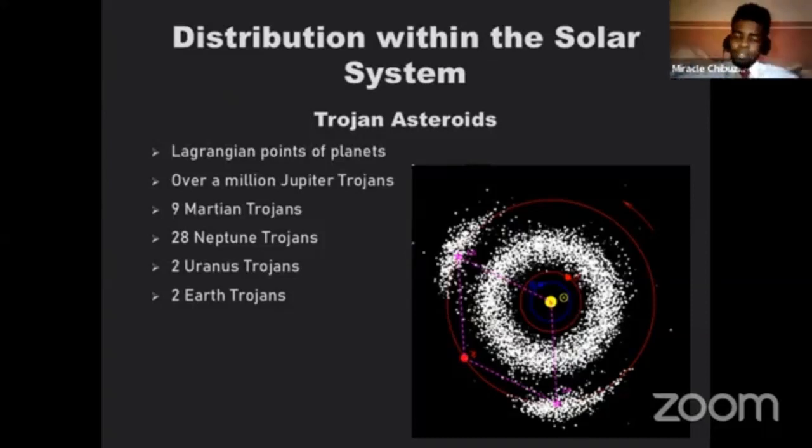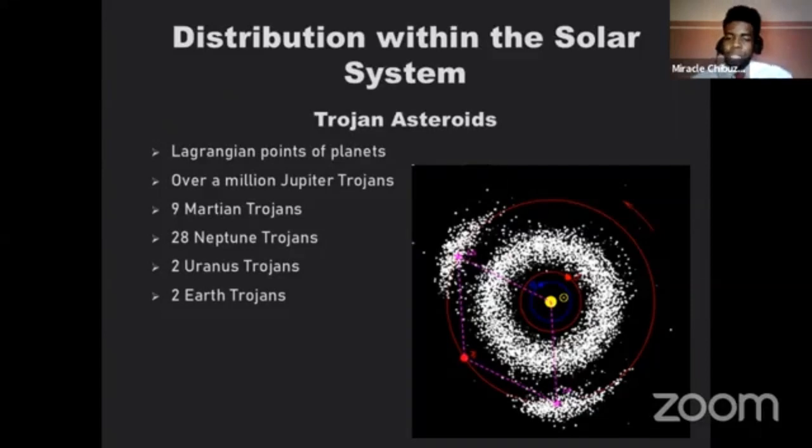Within these two systems, there are 5 points where gravity cancels out. We call these points the Lagrangian points. Once an asteroid enters there, it experiences no gravitational pull from any system, not from the sun and not from the Earth. So it stays there, they remain there.